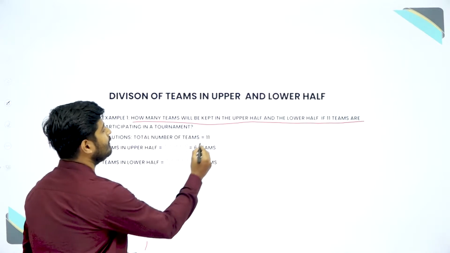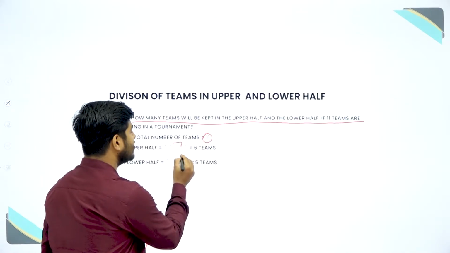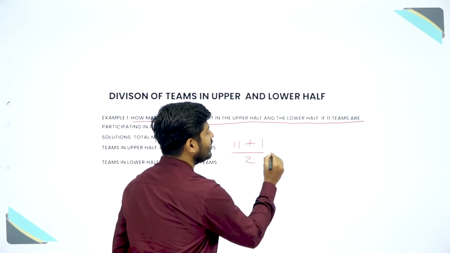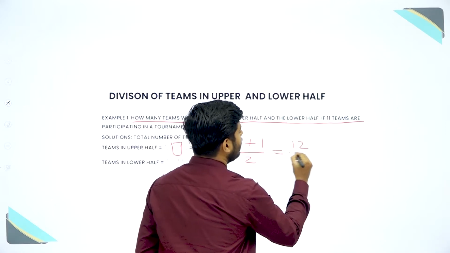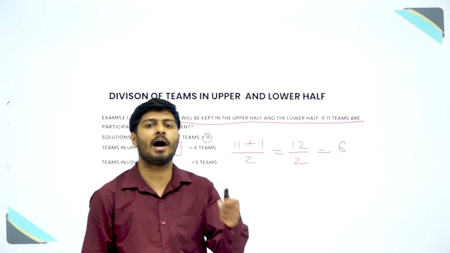So total number of teams is 11. That is n, 11. So (11 plus 1) divided by 2, you get 12 divided by 2, equal to 6. So the total number of teams in the upper half will be 6.